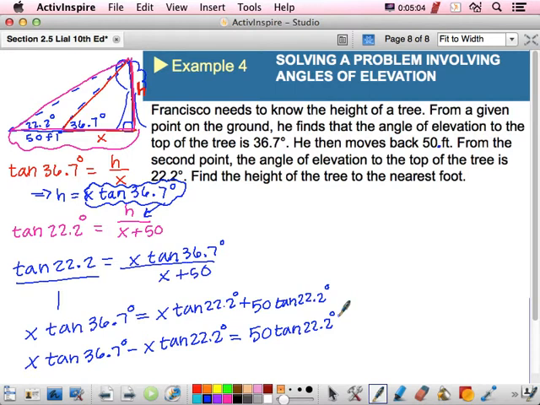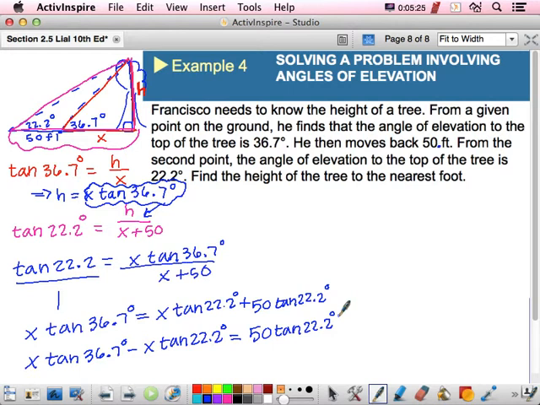So our variables are all on one side, but now we have to figure out a way to isolate that x. And the problem here is that the tangent of 36.7 is one number, and the tangent of 22.2 is another number, but I don't have them written as actual numbers, and there's no easy way to combine them. You can't just subtract the angles.